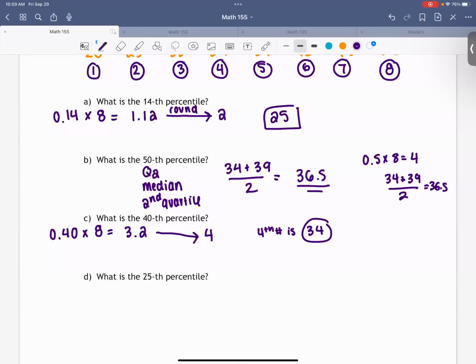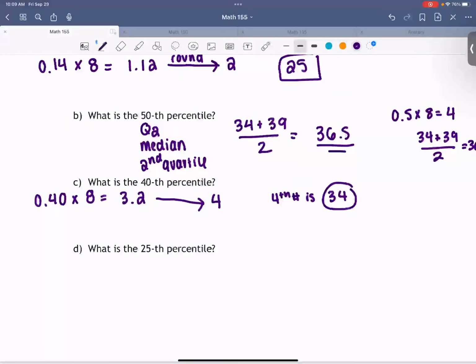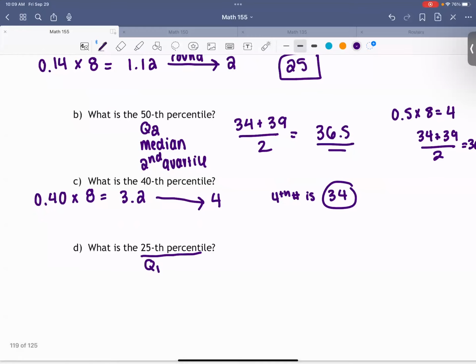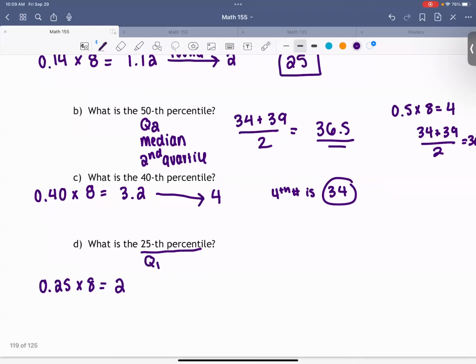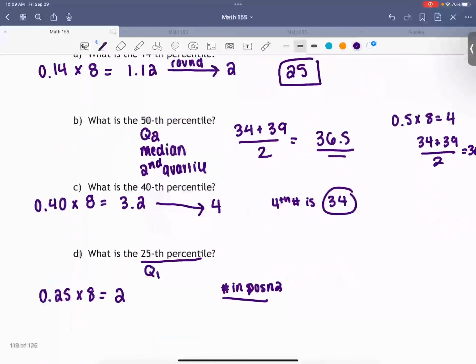All right, let's go through the last one. The 25th percentile. Can someone give me another name for the 25th percentile? First quartile, or Q1, right? So really we're just doing the quartile here, even though it's a percentile. What did we multiply together? Perfect. And when we did that, what did we get? 2. Now, do I do the rounding up thing here? No, right? We have to find the second number. So the number in position 2, which is 25, right?